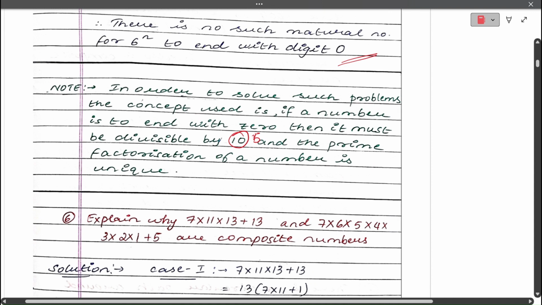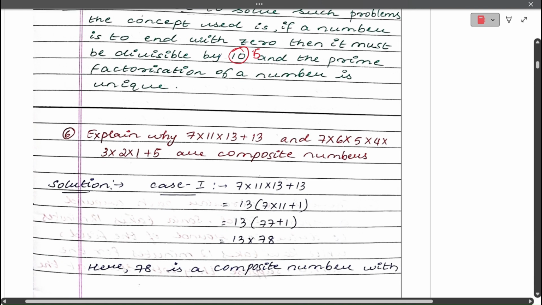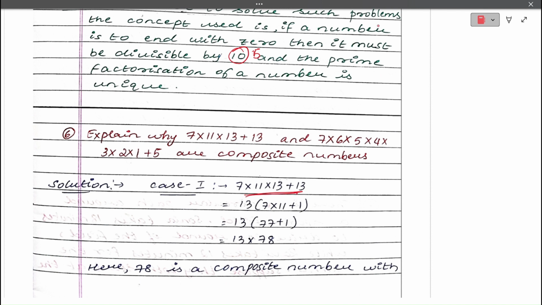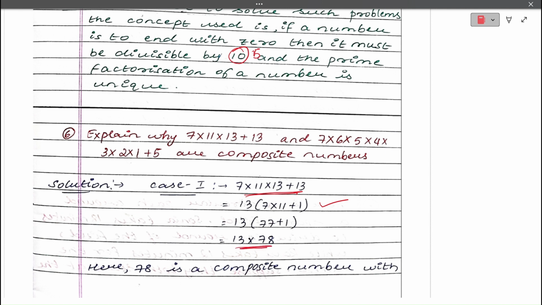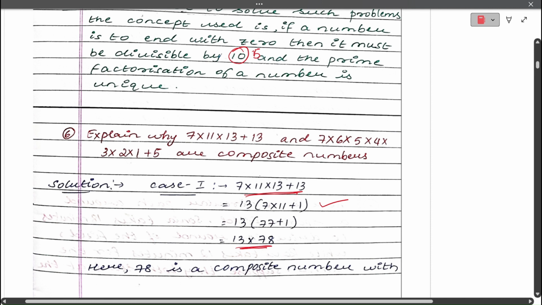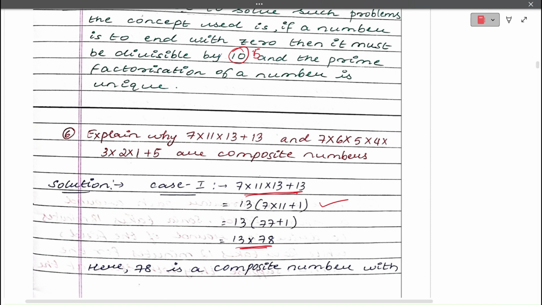Okay, very simple. Next question we have here is, they have given two expressions. Okay, upon solving those expressions, you get some number. We have to tell whether these numbers are composite. Okay, so the first expression we have here is 7 into 11 into 13 plus 13. So this is our first expression. When we take 13 common outside, we get 13 into (7 into 11 plus 1). So upon simplifying, we get 13 into 78. So here we know there are more than two factors. 13 into 78 is one among those factors.